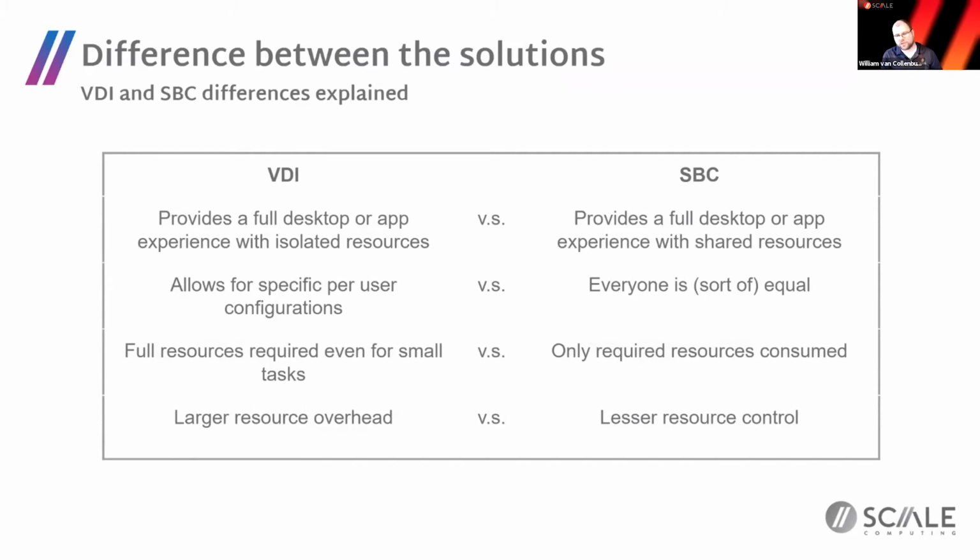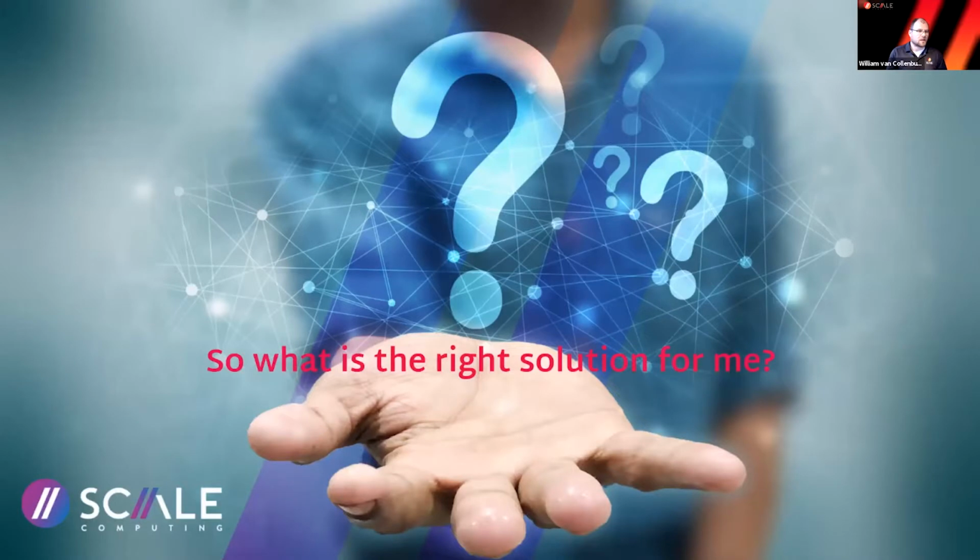And with server-based computing, you only get the resources that you are capable of consuming right now, and the rest stays open for others. So in general, with VDI, you will have a larger resource overhead with the benefit of resource isolation. With server-based computing, you will have a lesser resource overhead, but also lesser resource control. So which one should you use? Well, it obviously depends. There's no one-size-fits-all solution.